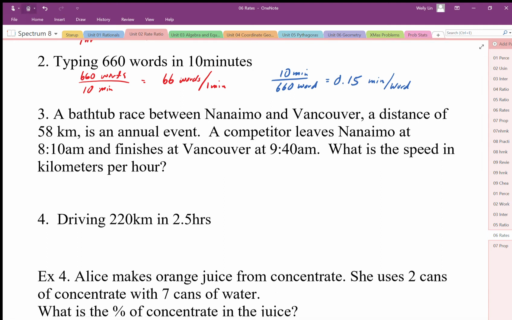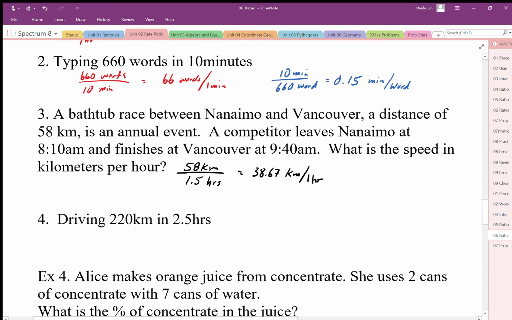So we want to compare those 58 kilometers to the number of hours. From 8:10 to 9:40, that's going to be 1.5 hours. So I'm going to use 1.5 hours. To find the unit rate, we just divide. 58 divided by 1.5, we're going to get 38.66 repeating. We're going to round that to 38.67 kilometers per 1 hour, or kilometers per hour.